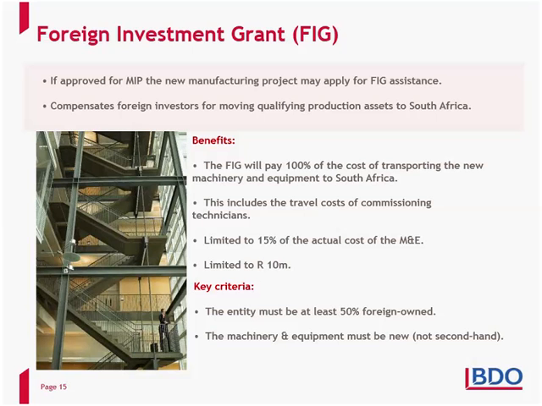The benefits of the FIG: the scheme will pay up to 100% of the cost of transporting the new machinery and equipment to South Africa. This includes the travel costs of commissioning technicians. It is limited to 15% of the actual cost of the new machinery and equipment, and limited to 10 million Rand. Key criteria for qualifying for the FIG grant: the entity must be at least 50% foreign owned, and the machinery and equipment must be new, not second-hand.